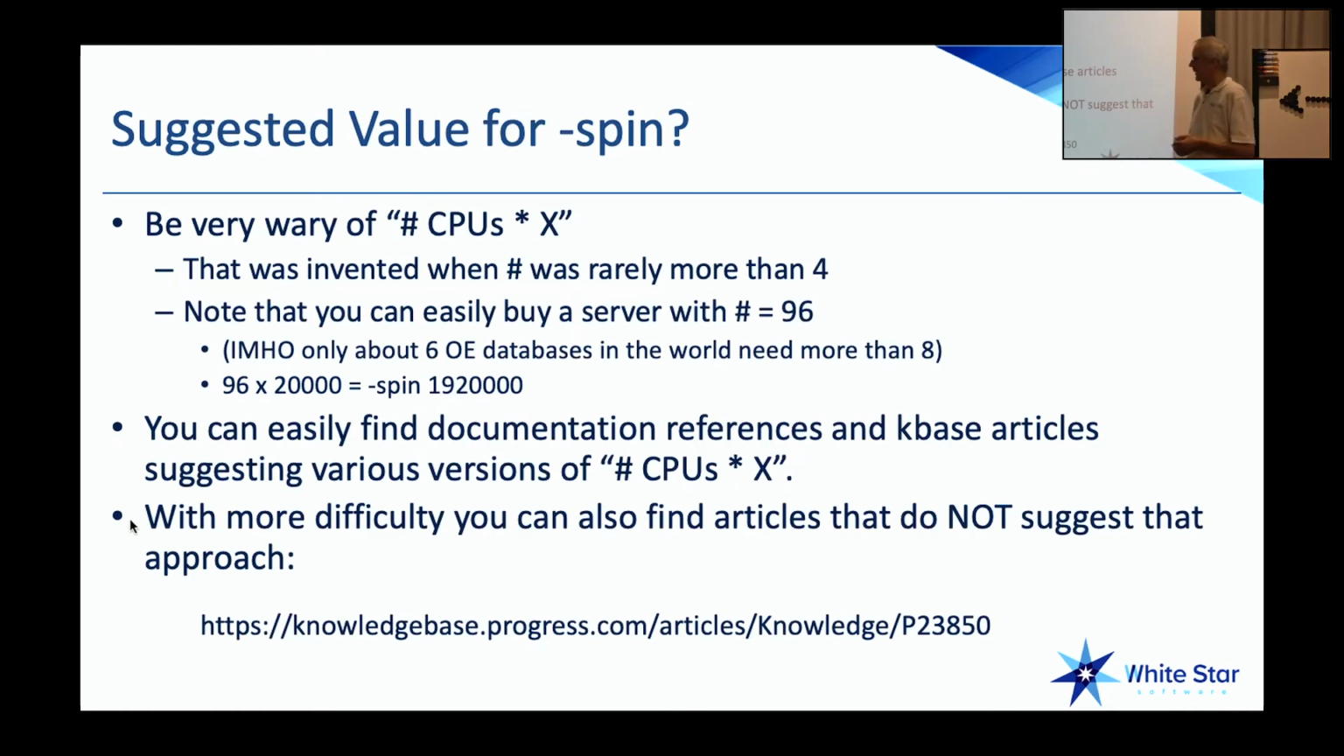So, suggested value. Be very careful if you see a knowledge base article or something like that that says, set it to the number of CPUs times X. There are lots of articles like that. The knowledge base is full of them. Basically, this is a very old recommendation, and you really don't need to be following it. It's easy to find them, but there is a knowledge base article that is more reliable, this one here, that tells you how to not do it that way. And basically go back to what I was saying earlier.